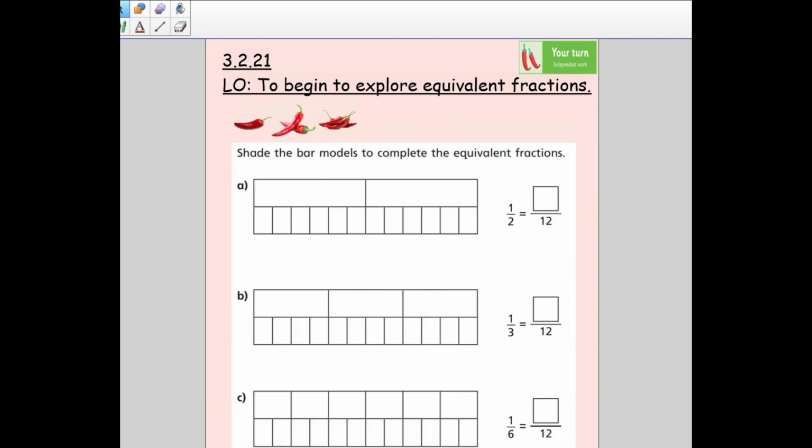This question is for all the chilies again. Can you shade the bar models to complete the equivalent fractions? So for A, can you shade a half? Then can you match underneath that half and work out how many 12ths it would be? Do the same for B and C. Pause the video and have a go now.